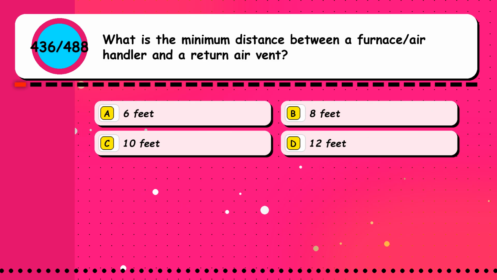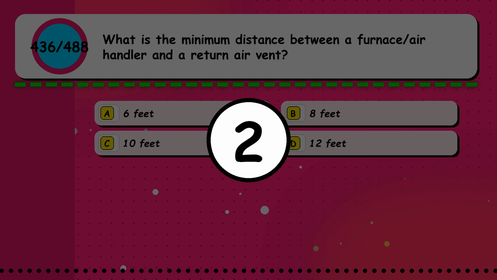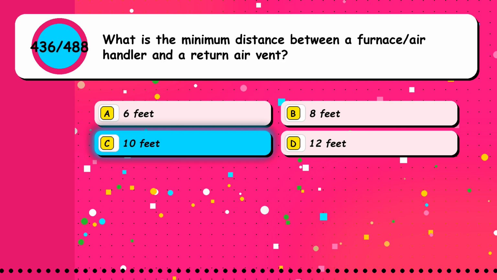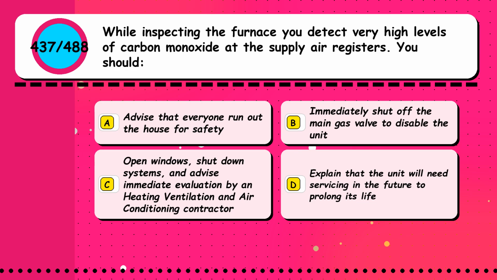Question 436. What is the minimum distance between a furnace or air handler and a return air vent? Option A, 6 feet. Option B, 8 feet. Option C, 10 feet. Option D, 12 feet. The correct answer is option C, 10 feet.